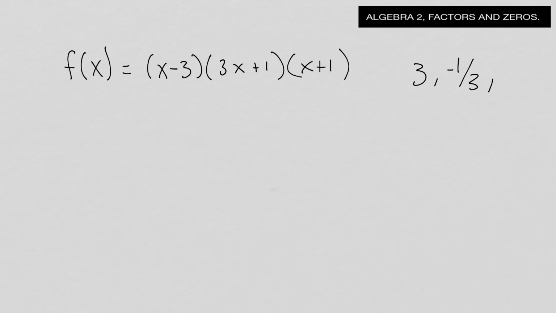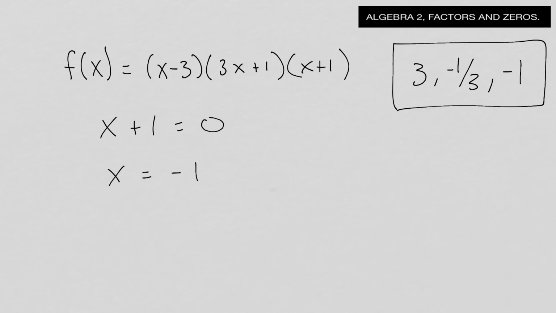And finally we have this x plus 1 equals 0. Subtracting 1 from both sides, we have x equals negative 1. So here are our zeros for this function. If I plug in the number 3 here, this factor turns into a 0, and then 0 times anything, all these are being multiplied together, so 0 times all this equals 0. So we're going to say 3 is a zero.